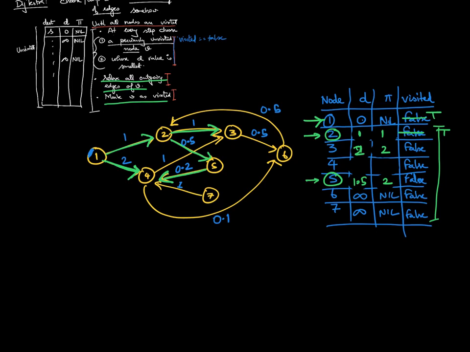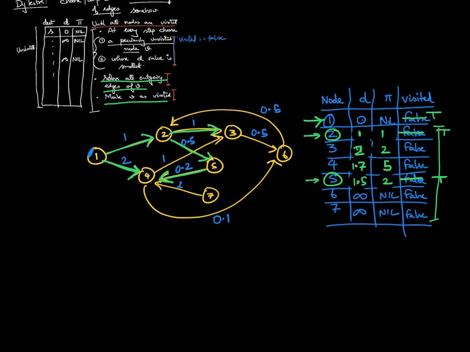And what's the weight for 4? It gets updated to 1.7, and its parent gets updated to 5. Okay, that's good. So the weight for 4 gets updated, and its parent gets updated. And then 5 is now visited: true. All right, good so far.